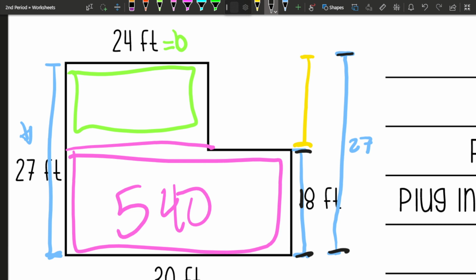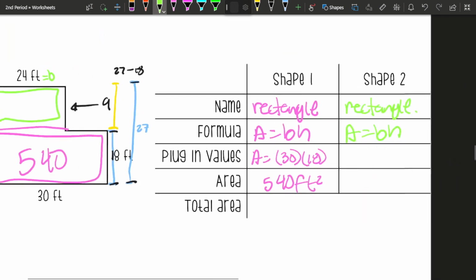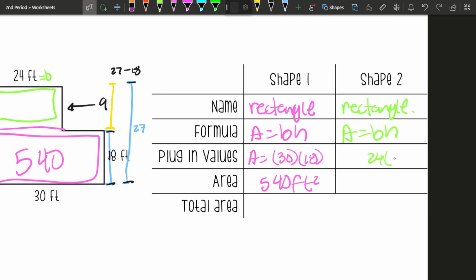Finding those missing values. So 27 minus 18 gives us what? 9. So this right here is 9. Now do I have the base and the height for the green one? Yes. So let's plug it in. 24 times 9, which gives us what? 216 feet squared.